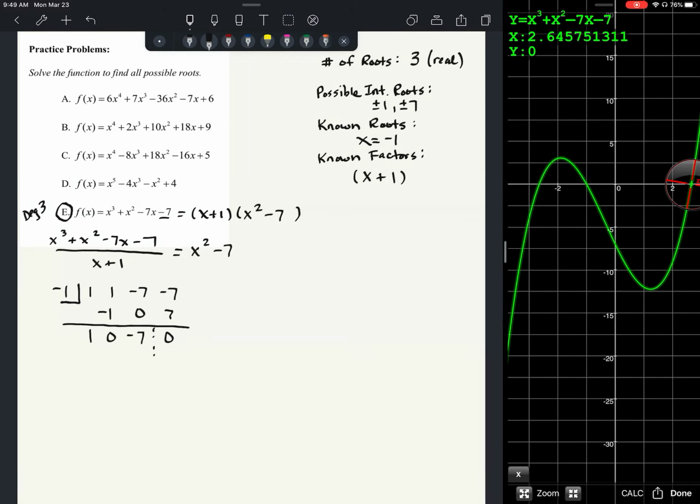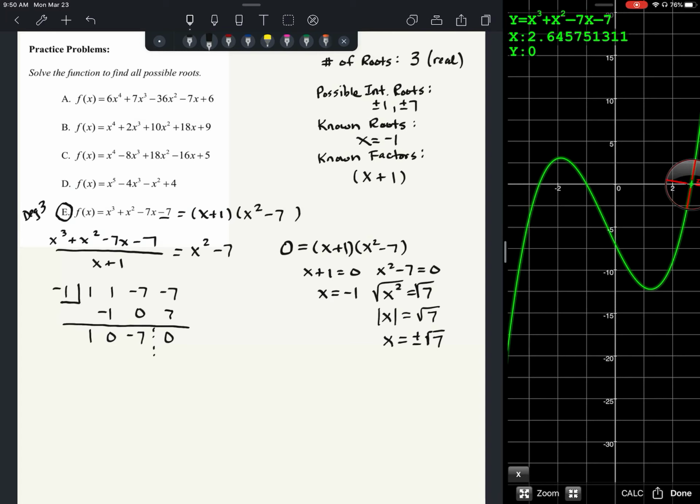Okay, so now that we are down to just linear and quadratic factors, we can look to solve it here. So let's set it equal to 0. We already know that when we set x plus 1 equal to 0, we get -1. And then I'm going to take my x squared minus 7 and set it equal to 0. x squared is equal to 7. When I take the square root of each side, I get the absolute value of x equals the square root of 7. So x is going to equal positive or negative radical 7.